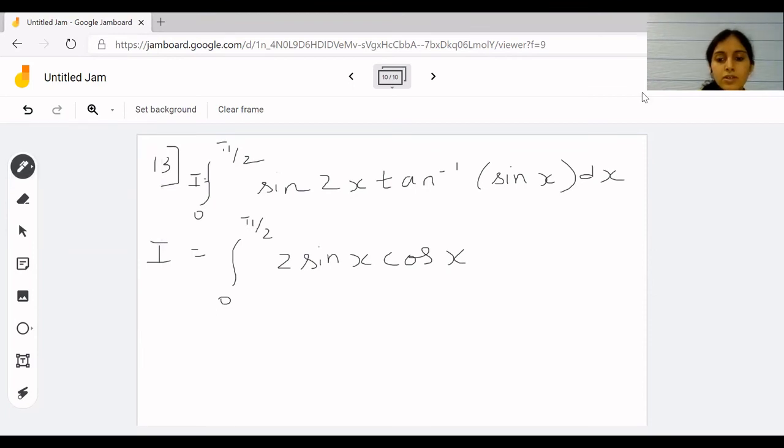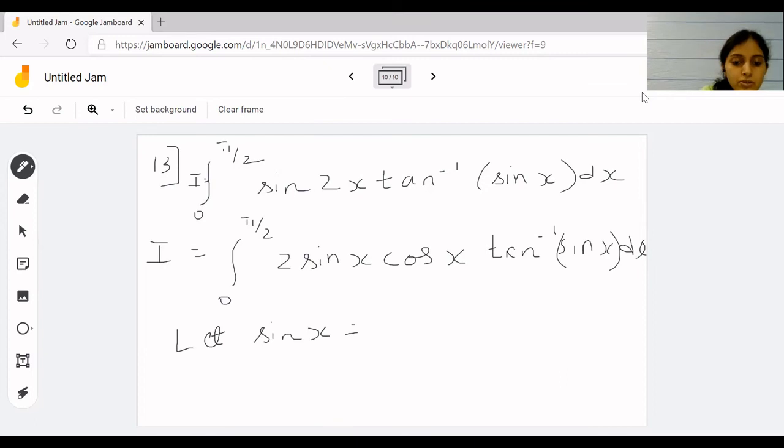To sin x cos x tan inverse sin x dx. Okay, now what we have to do is use substitution. So what substitution am I going to use over here? I'll call sin x as t, since we have cos x dx. So let sin x equal to t.